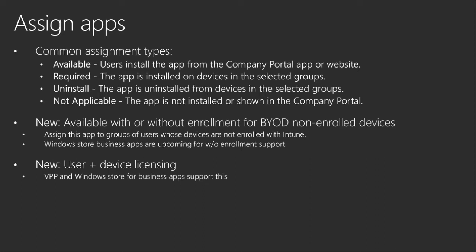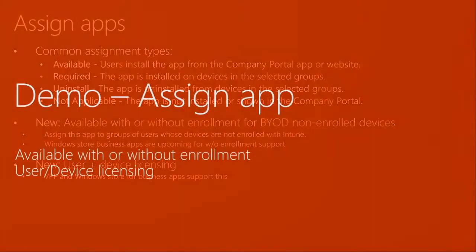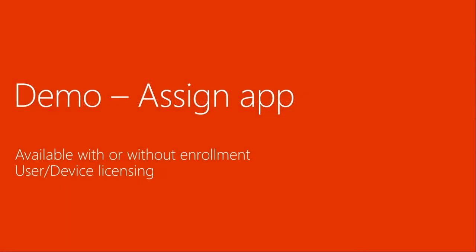Another new type of assignment we've also added is user and device licensing. If you'll remember, we talked about volume purchased apps for iOS VPP and Windows Store for Business. Now this is an additional parameter you can add to that assignment such that you can decide how the app license gets deployed. So with that, I'll go ahead and demo how that assignment looks. Here we go.